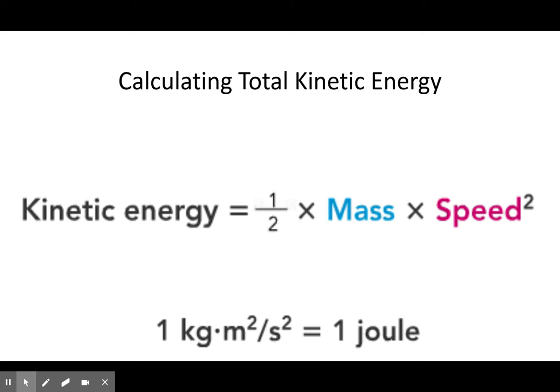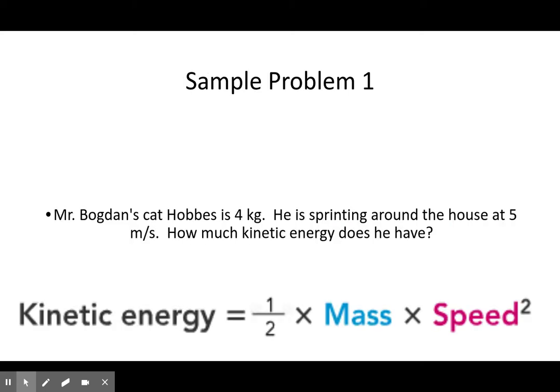Okay. So you're going to take 1/2 times mass times speed squared, and your label is going to be in joules. The key here is you're going to have to follow order of operations. So we're going to have to do the exponent first, speed squared, and then do 1/2 times mass times that answer. So here's a simple problem.